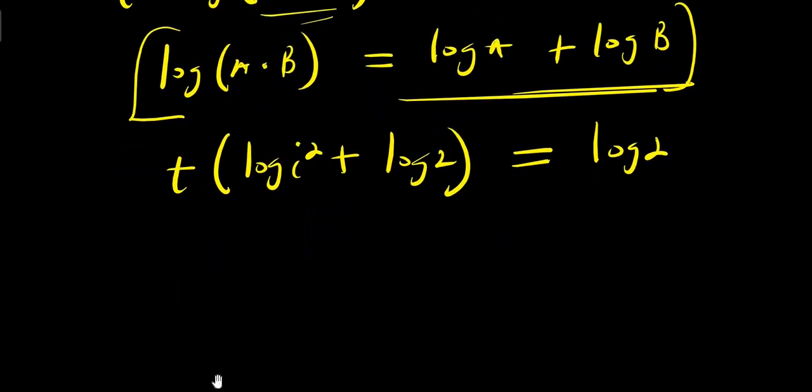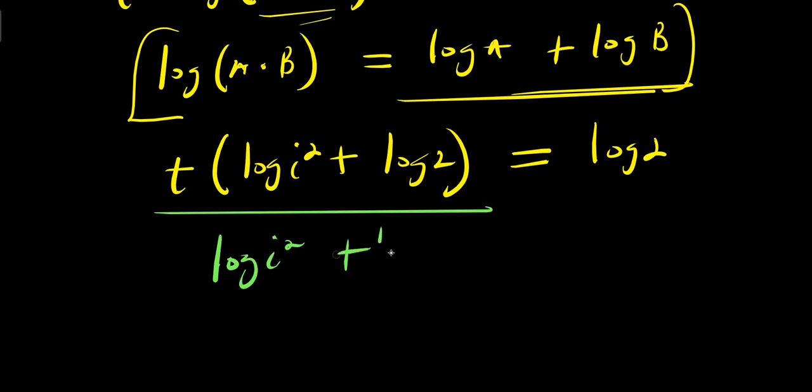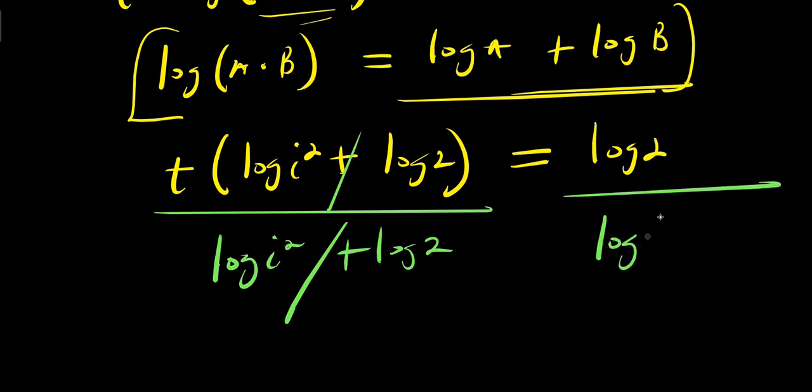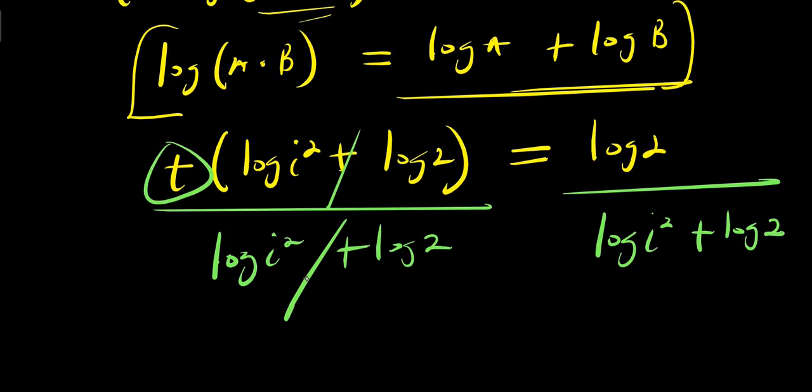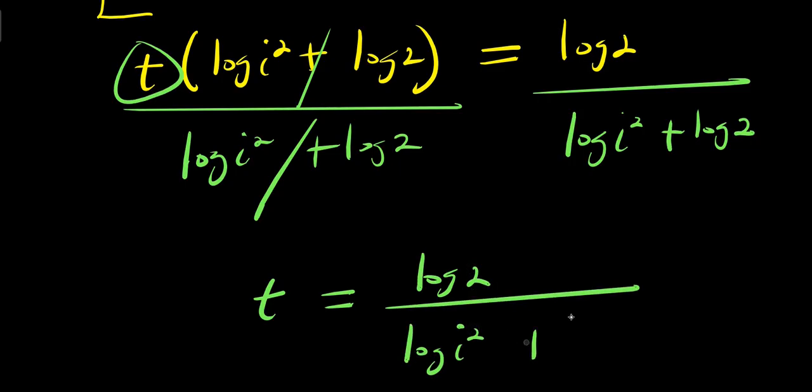Now, the next step we are going to take is to divide each part of this equation by the same log i^2 plus log 2, because we are trying to isolate t. So this eliminates this, and we also divide this by log i^2 plus log 2. So we are going to have t left. We have t equals log 2 divided by log i^2 plus log 2.